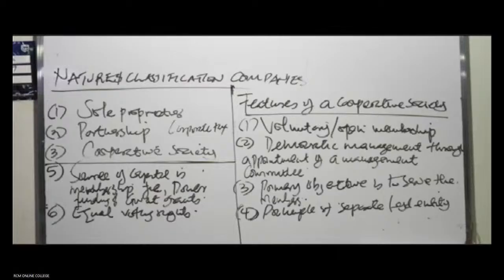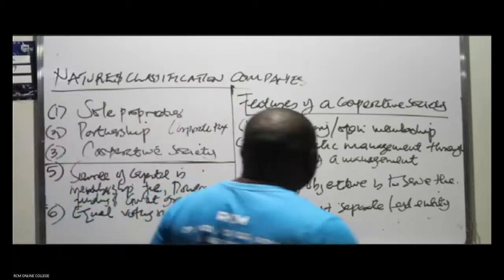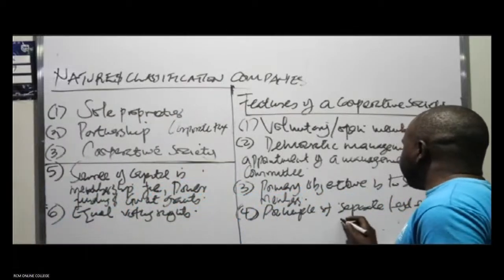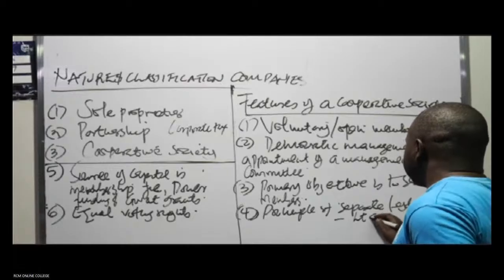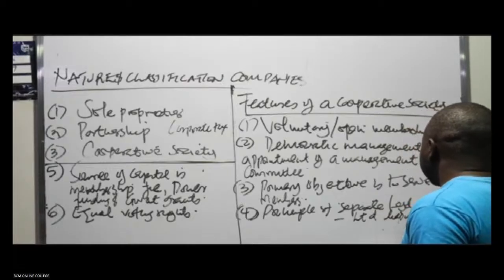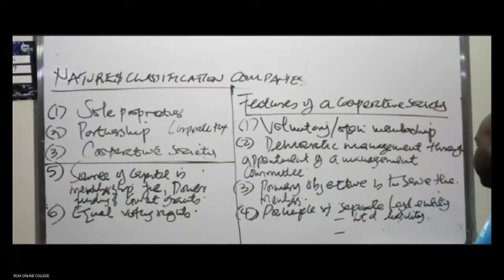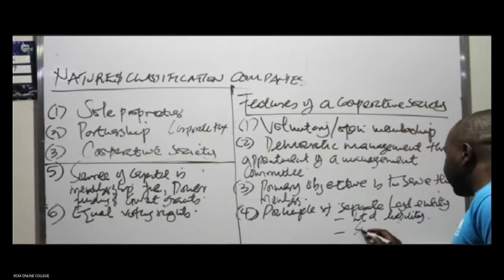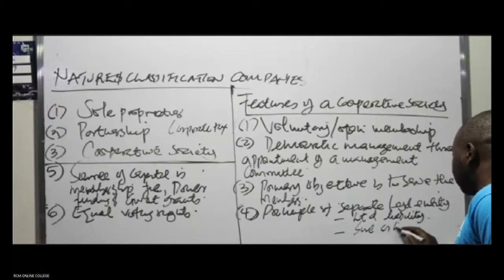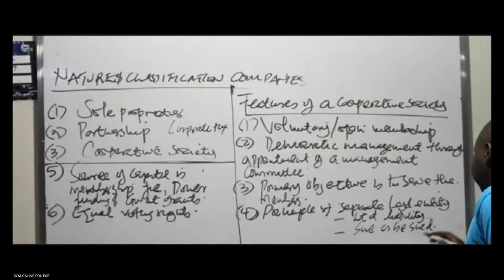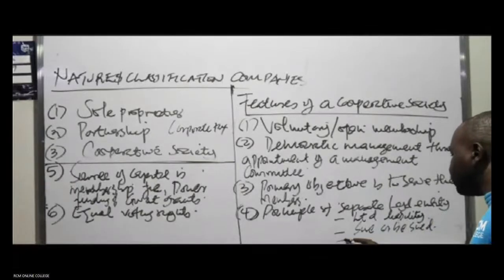Limited liability. Of course, when you talk about limited liability, all those other points come here. Limited liability is a result of the principle of separate legal entity. So it can sue or be sued in its own name because this principle does exist. Those are points that still emanate from here.